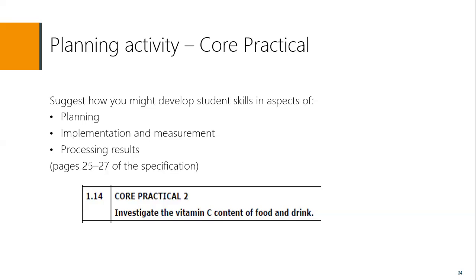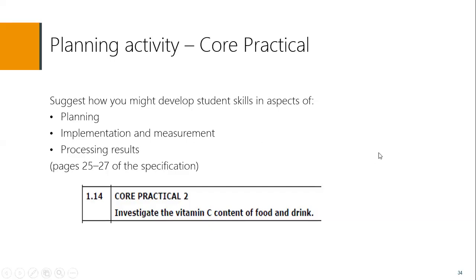You could use it to develop aspects of planning, implementation and measurement, or processing results. So you might want students to carry out the whole practical. You might want to use it to help them devise an investigation, in which case you would probably give them a specific food or a number of different foods. You might want to help them develop implementation and measurement skills or processing results.